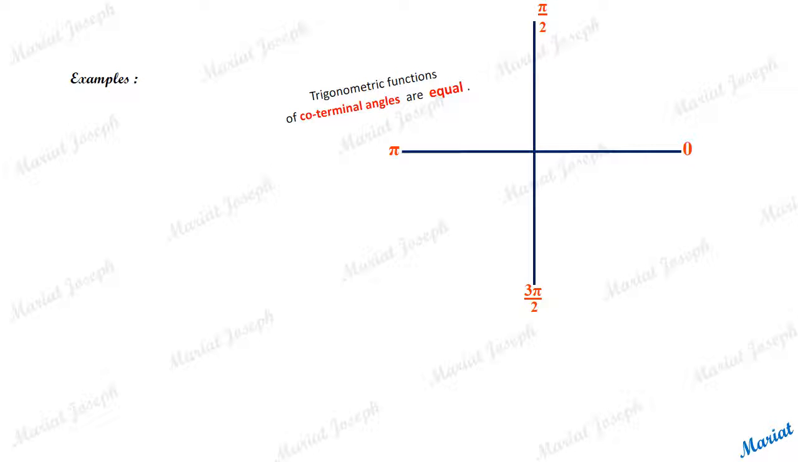Using the fact that trigonometric functions of coterminal angles are equal, let's have some examples. Angle theta, I'm taking 30 degrees. Sin theta, sin 30 degrees is half. It is already known to us.